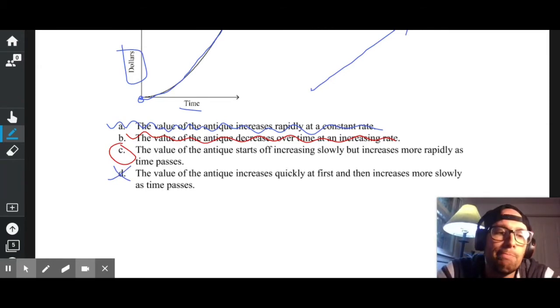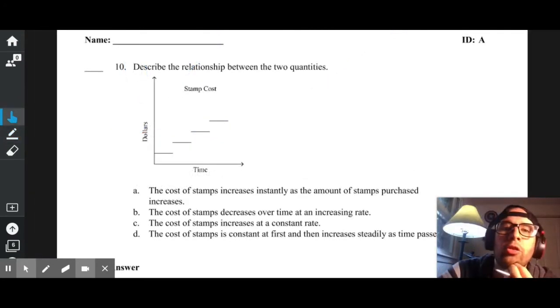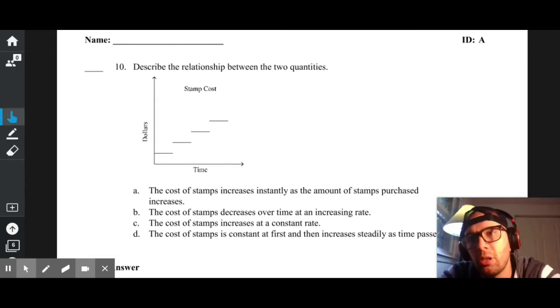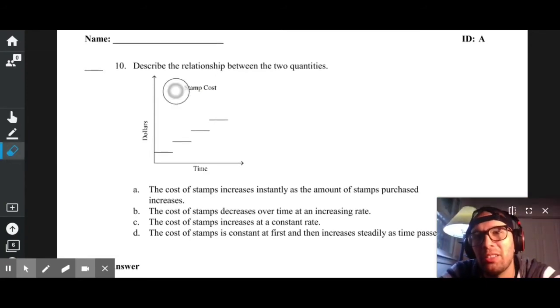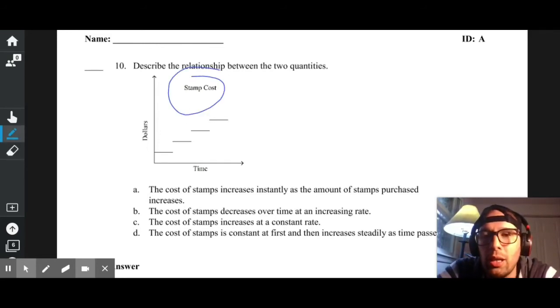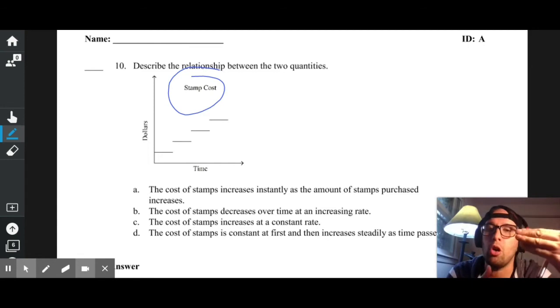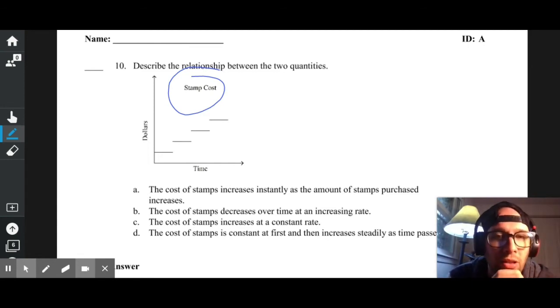All right. Describe the relationship between the two quantities. All right. So we're talking about stamps. Big stamp collectors in the house? No? No one? Okay. So it looks like, if as time goes on, your stamp is $1. And then all of a sudden it's $2. And then all of a sudden it's $3. It's not going to be like $1 and then $1.01 and then $1.02 and then $1.03. It jumps its cost. So the cost of stamps increases instantly as the amount of stamps purchased increases.